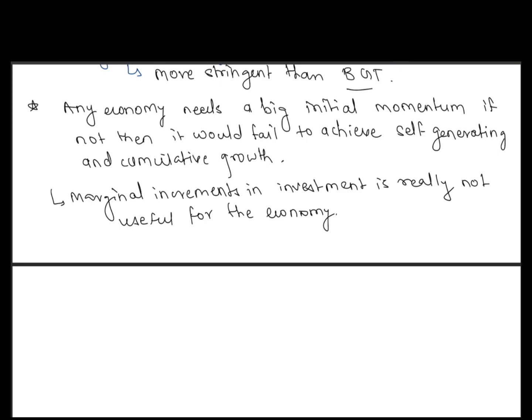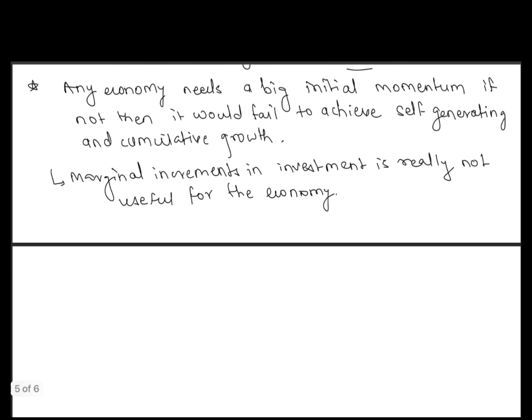And they are the following. The first one is indivisibility of the production function. The second one is indivisibility of demand, and the third one is indivisibility of savings. Production function indivisibility is like lumpiness of capital, especially in the creation of social overhead capital. So we need a big push in that area.